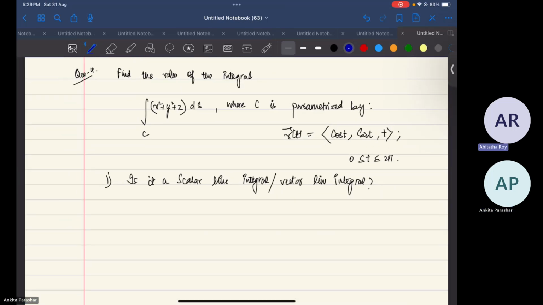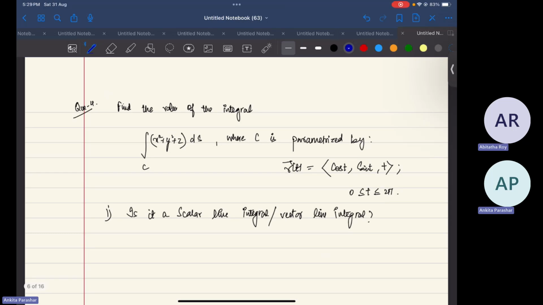Now here is another integral, and again we have to compute it because I want to see something. We will observe the answer, and we have another question based on a similar thing. So we have to compute it.